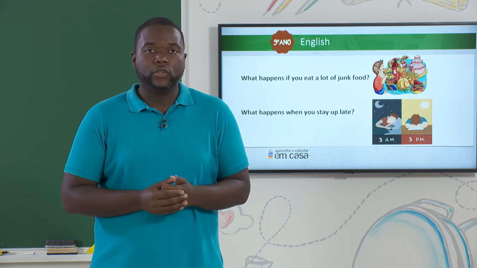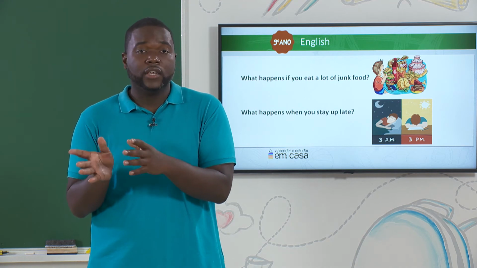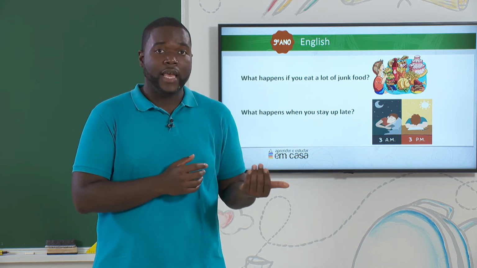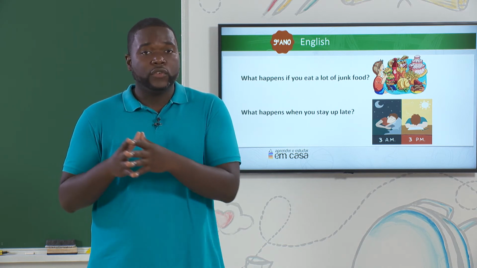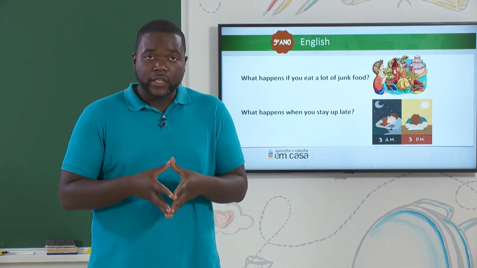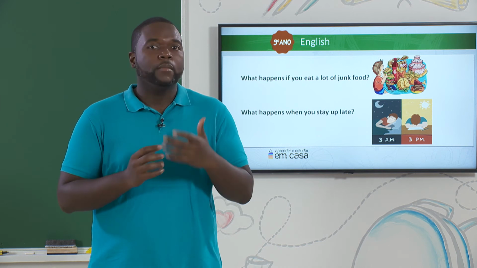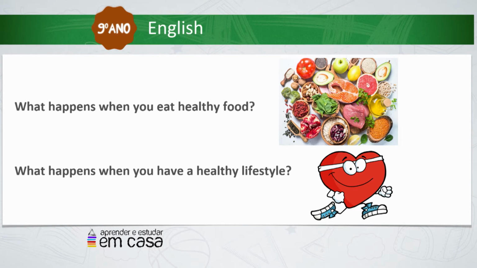Now, students, what I wanted to show you with these questions is that there is a condition and there is a result. If you eat a lot of junk food, you will become unhealthy. You will be overweight. It is bad for your health. On the same note, if you stay up late, you will be tired, you will be late for school. So these are the conditions and the results. But we have not finished yet. Let's see some more examples. Now, what happens when you eat healthy food? Remember that healthy food is the food that is good for you, it's good for your health.